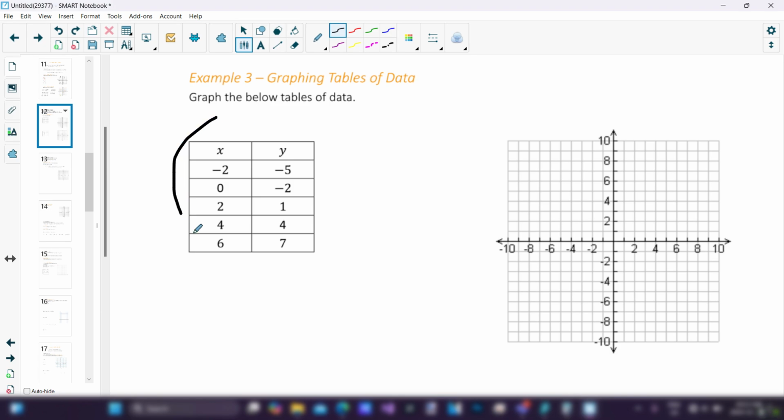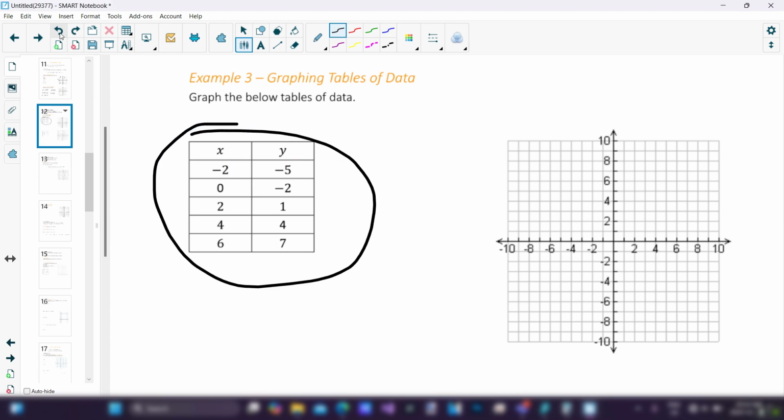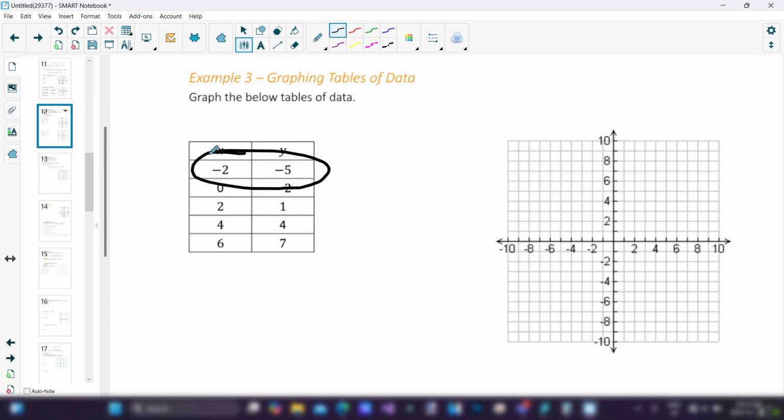So if I'm lucky enough to be given a table of data, that means my XY coordinates are given. If I wanted to graph this, all I would have to do is plot each individual XY point on my graph. So it's nothing new than what we did 30 seconds ago. Here is the first point to plot. -2 on the X is right here. And then I got to go down 5 on the Y. So that's going to be right there.